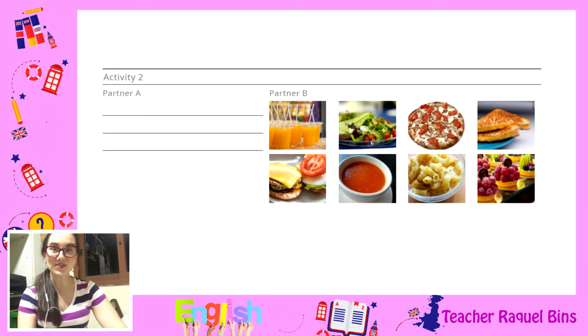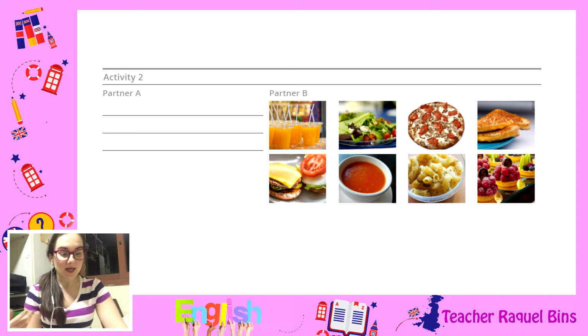Então, na Activity 2, qual que é a proposta? É que vocês treinem how to order food. Então, é como que vocês pedem comida, como que vocês fazem um pedido. Então, de um lado, o partner B, que é o colega 2, né? Tem um montão ali de imagens de comidas com as opções como se fosse o cardápio. E o partner A deve ser a pessoa, tipo garçom, waiter or waitress, garçom ou garçonete, para chegar e fazer o pedido, né?